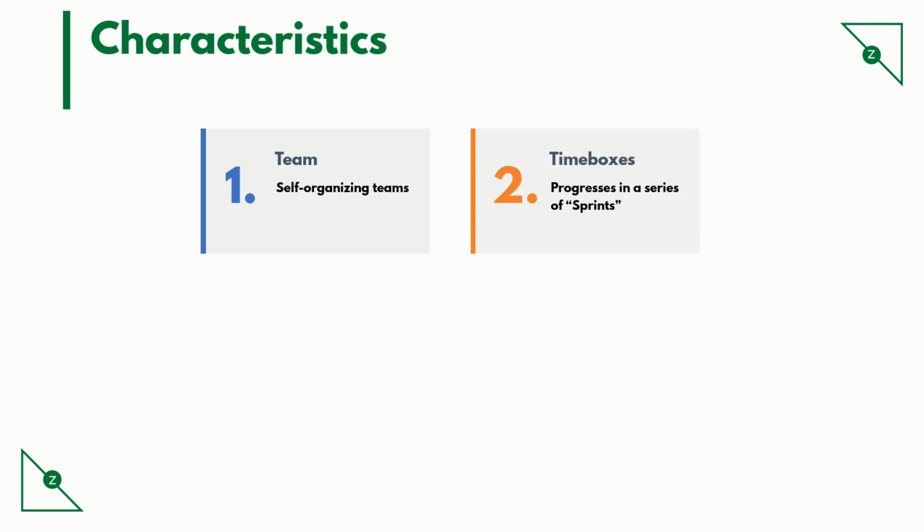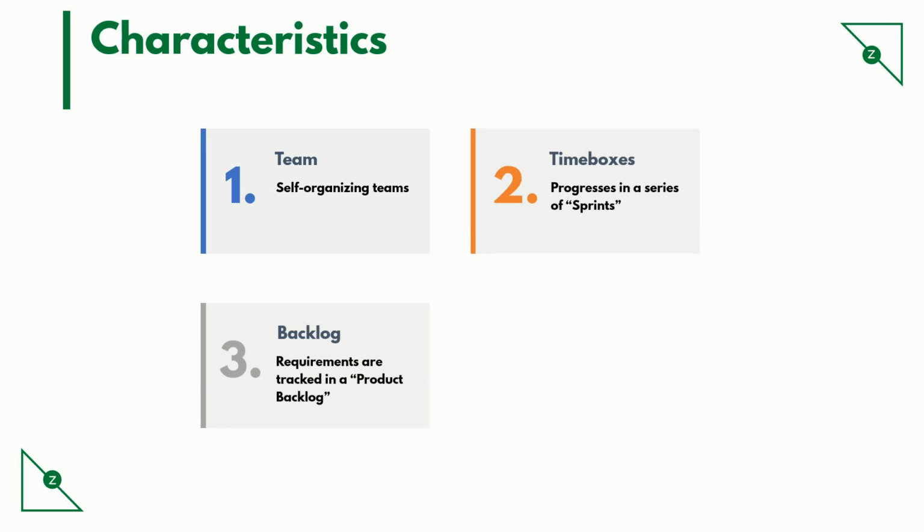So what are the characteristics of a Scrum framework? Self-organizing teams. We have discussed self-organizing teams already. In short, it is a team where decisions are taken together. Time boxes. Progress happens in a series of sprints. Instead of a long timeline for delivery, the team splits the timeline into smaller sprints.